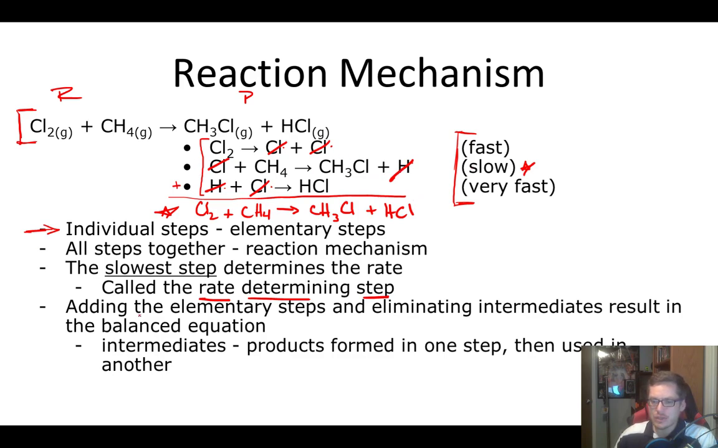All right, last little thing you need to know about reaction mechanisms is this idea of intermediates. Intermediates are molecules or radicals or ions or atoms that form in one elementary step and then get used up in another elementary step. So essentially everything that we canceled here, these are our intermediates. So our intermediates for the reaction that we just looked at are this chlorine and the hydrogen. Since those are the things we canceled, those are our intermediates.